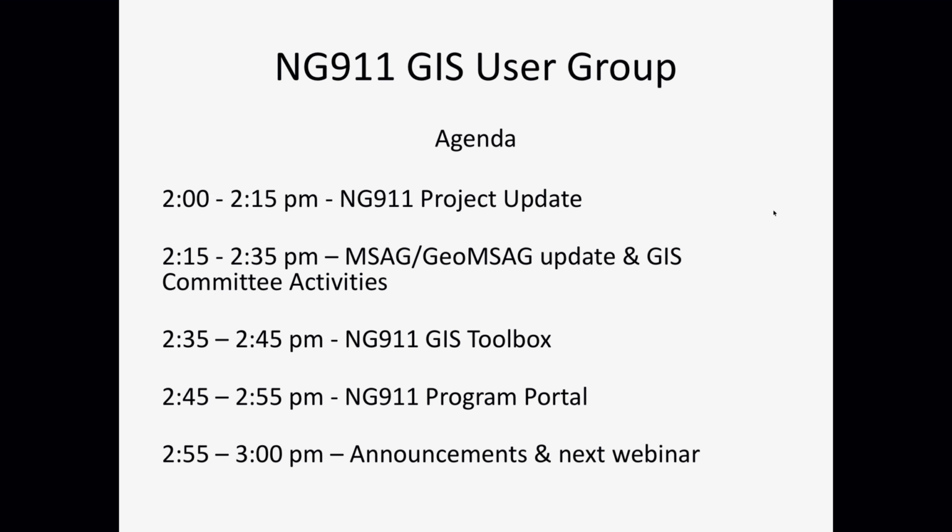Okay, so the agenda today is a quick project update on what's going on with the NextGen 911 project. Then I'm going to hand it over to Sherry, who's going to give an update on the MSAG, GIS data alignment, and TN geocoding, and all the activities everyone's working on to get that data prepared for geospatial call routing. She'll also give an update on the GIS committee activities. Then after Sherry, I'm going to hand it off to Kristen, who is going to talk about updates and coming soon features for the GIS toolbox. Then we'll come back to me, and I'll do a little touch base on the program portal, and then we'll finish with announcements and talk about when the next webinar will be.